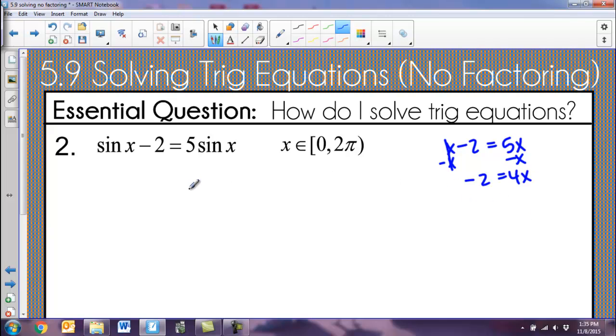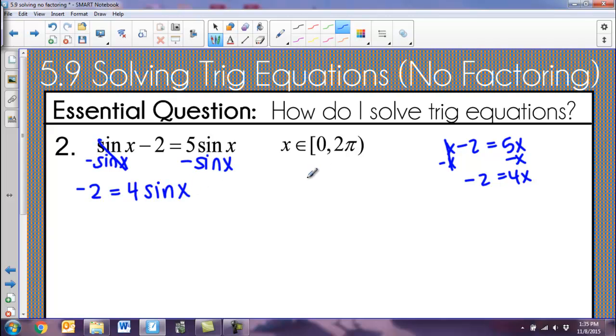We're going to do the same thing here. Remember, this is just a variable. Sine x is just a variable. And so what I'm going to do here is subtract from both sides. Because this is 1 sine x and this is 5 sine x, I'm going to take my smaller from my bigger. So I'm going to subtract sine x from both sides. And I'm going to combine like terms. That's kind of what this is called. So I'm going to have negative 2 is equal to 5 minus 1, which is 4 sine x.